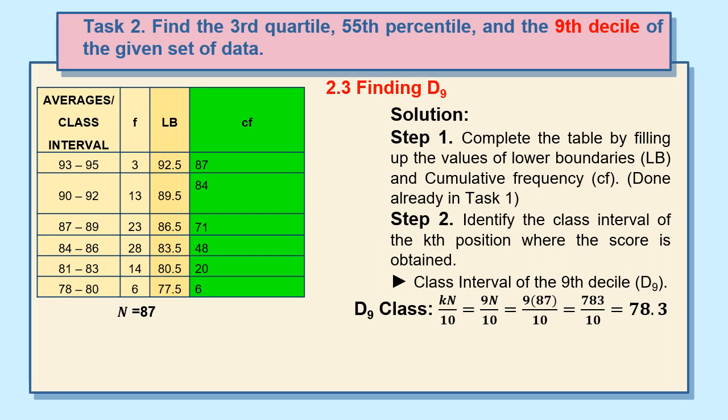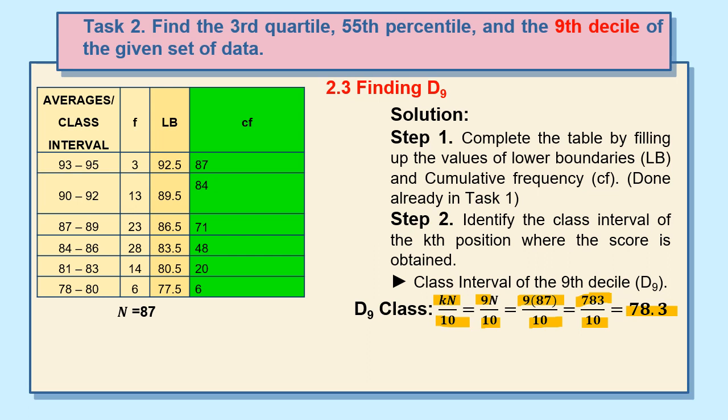In getting the class interval for the 9th decile, we will use the formula kn over 10. We have our k equal to 9 because it is the 9th decile, or D sub 9, and we have the denominator 10 because it is a decile. Now n is 87, so we will multiply 9 and 87 and divide by 10. After multiplying, we get 783, divided by 10. So we have our final result, 78.3.